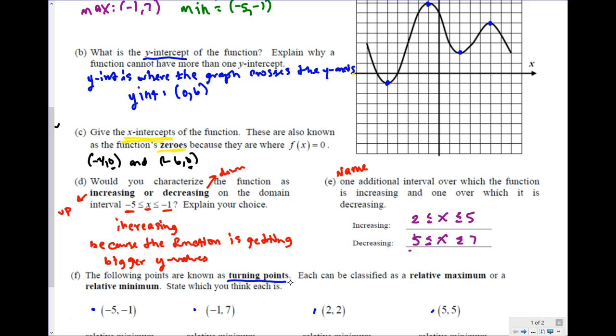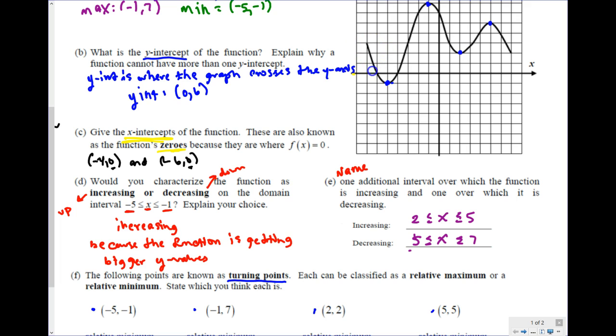Look at the graph. Do you see how each of those points, that's where the graph suddenly goes from increasing to decreasing, or from decreasing to increasing? That's why they're called turning points. It's a place where the graph turns. Each of them can be classified as a relative minimum or maximum. So it's kind of simple.